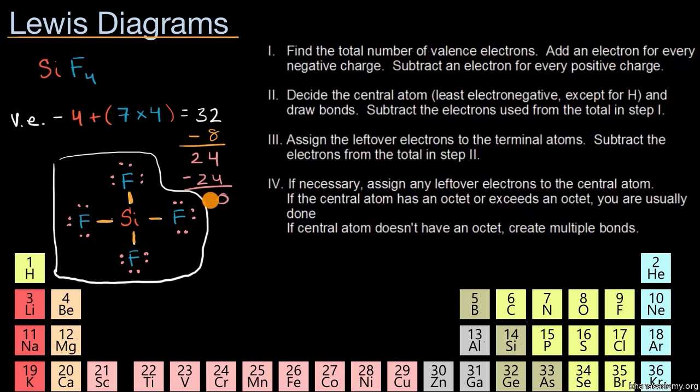But then in step 4, it says if necessary, assign any leftover electrons to the central atom. We didn't have to do that in this example. If the central atom has an octet or exceeds an octet, you are usually done. In this case, it had an octet, so we felt done. And it finally says if a central atom does not have an octet, create multiple bonds. Once again, in this example, we were able to stay pretty simple with just single bonds. But in future examples, we're going to see where we might have to do some of these more nuanced steps.